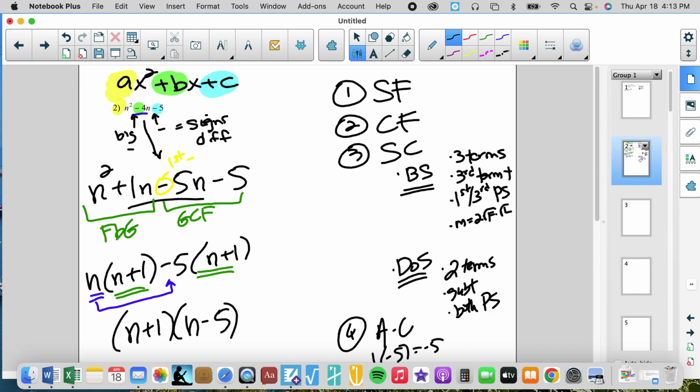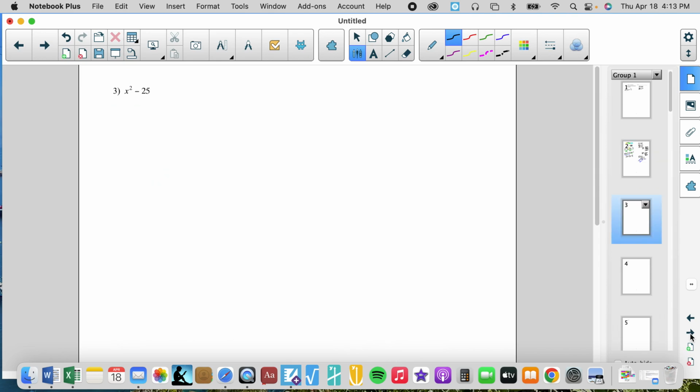And that's how we do A times C. Now we're going to do them a little bit faster. Oh, you should already know what this is going to do. So is it in standard form? Yes. Is there a common factor? No. Is it a special case?